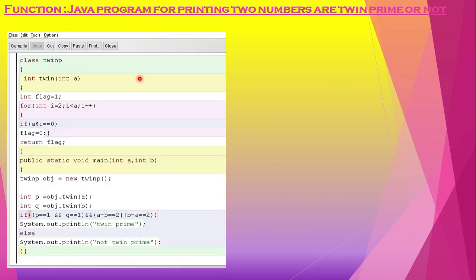Next is a Java program for checking whether two numbers are twin prime or not. Twin prime means two numbers you will be giving, and both those numbers should be prime. And not only that, their difference should be 2. Those numbers are called twin prime numbers. For example, 5 and 7. Is 5 a prime number? Yes. 7, is it a prime number? Yes. Now look at their difference, 5 minus 7 or 7 minus 5. Is it 2? Yes. So we can say 5 and 7 are twin prime numbers.